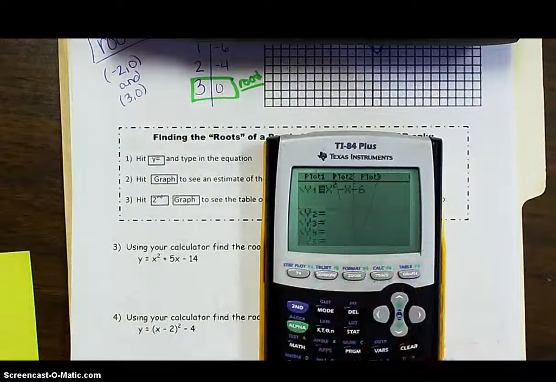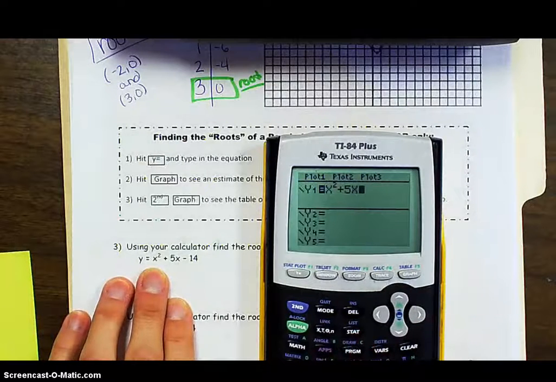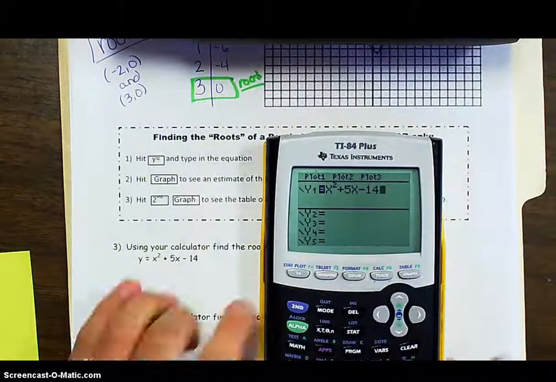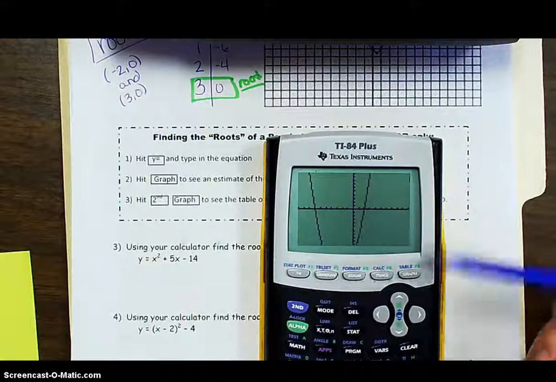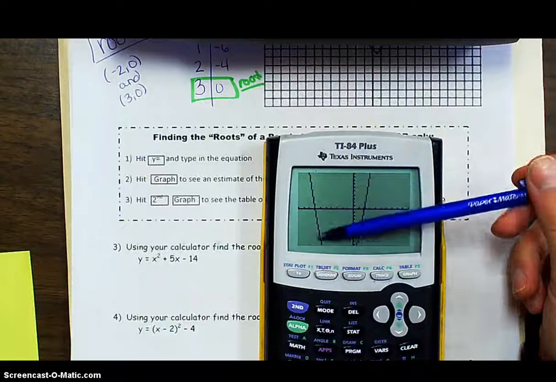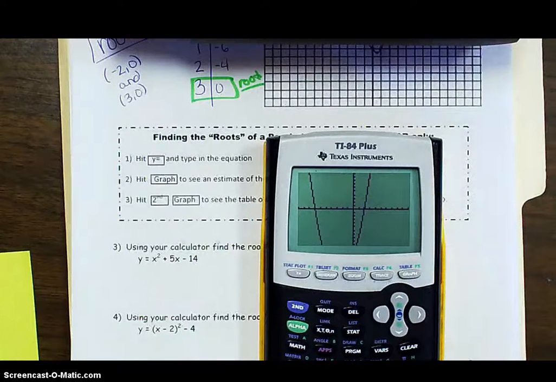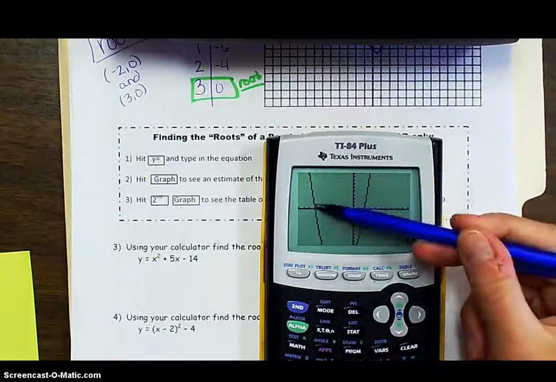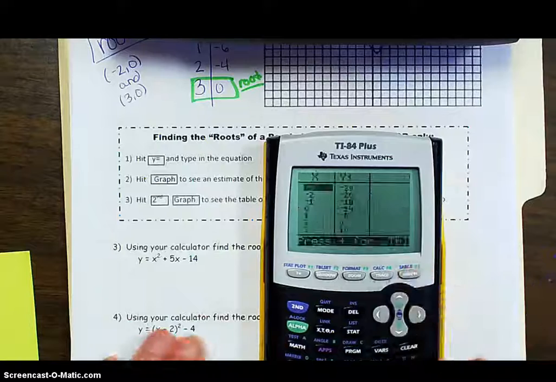So let's go ahead and try this out. y equals x squared plus 5x minus 14. Hit graph. Are we going to have one root, 2 roots, or 0 roots? Well, it looks like my parabola went down and then it went up. It's crossing twice, so I'm going to have 2 roots. One of them is in the negatives, one of them's in the positive. So I'm going to go second, table.